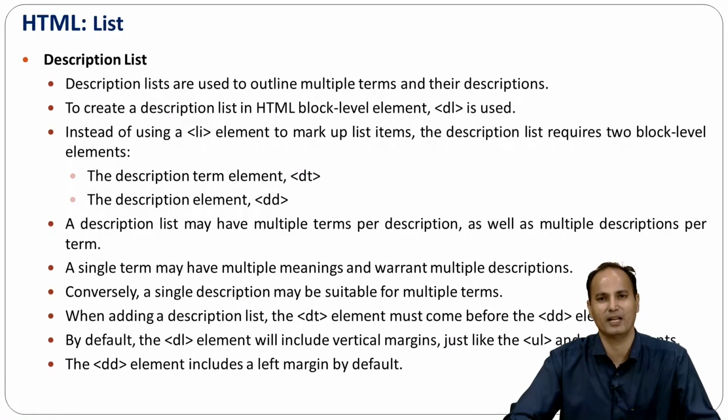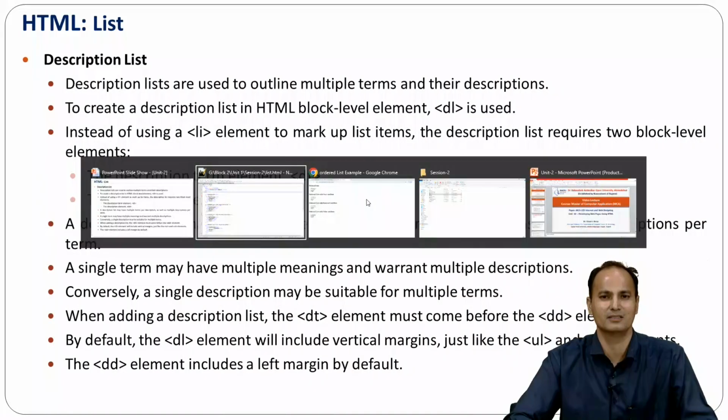So instead of li that we were using in ordered and unordered list, in description list we are not going to use li, but instead we will use DT as a description term element and DD as a description element. A description list may have multiple terms per description as well as multiple descriptions per term. A single term may have multiple meanings and warrant multiple descriptions. Okay, let's have a practical look so that you can easily understand it.